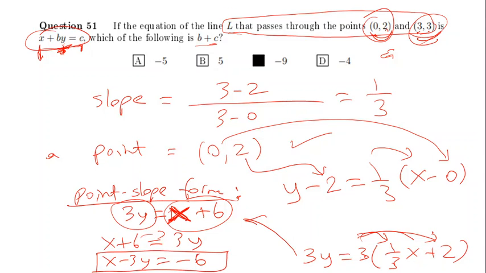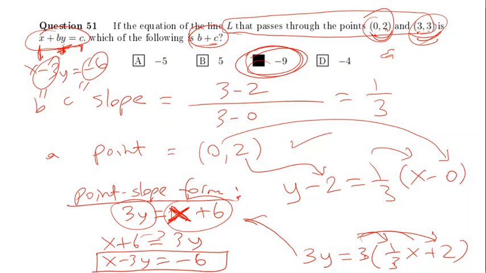I will get this one. Now it is this form. So what is b? We have x minus 3y equal to minus 6. And now b will be negative 3 and c will be negative 6. Then the sum is equal to minus 9.